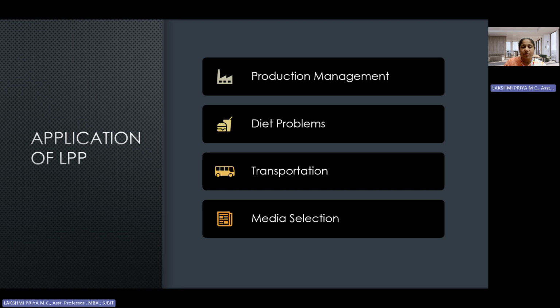Where is this model used? Is it used everywhere? In production management, in diet problem, in transportation problem, in media selection, in inventory management, in assignment problem, and so on. So let me explain in detail about the diet problem, the assignment problem, and the inventory management.